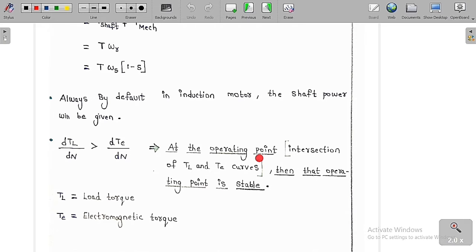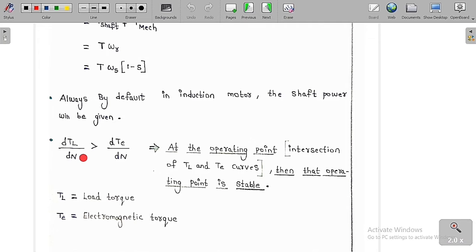The operating point is basically the intersection of the load torque curve and the electromagnetic torque curve. Whenever this condition is satisfied, that point is called a stable point, where TL is called the load torque and T is called the electromagnetic torque.